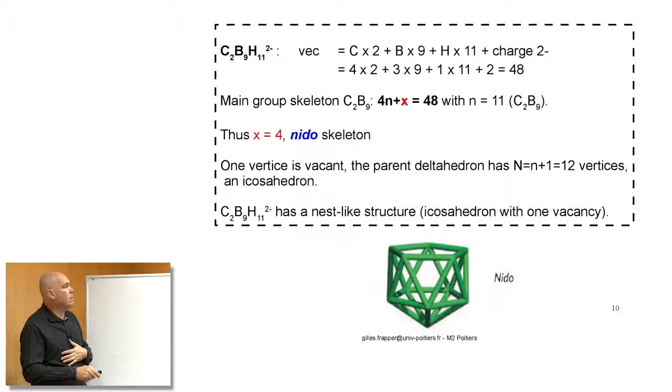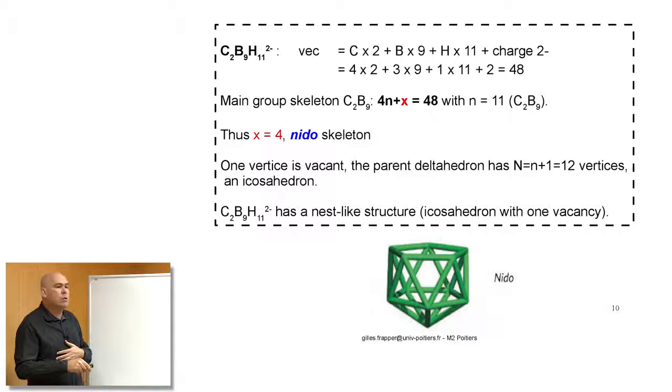So the skeleton is C2B9. It should follow the 4n plus x rule. So you determine x with n equal 11, 2 plus 9. So here x equals 4. So you should have a nido skeleton.